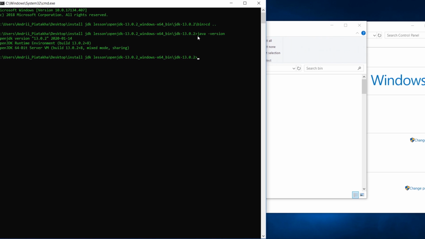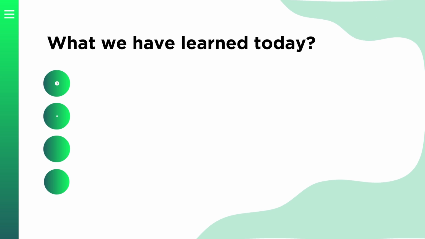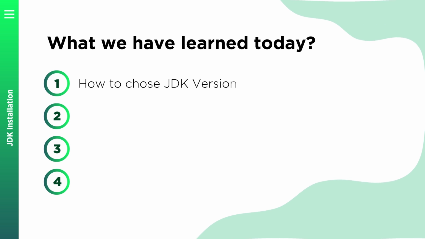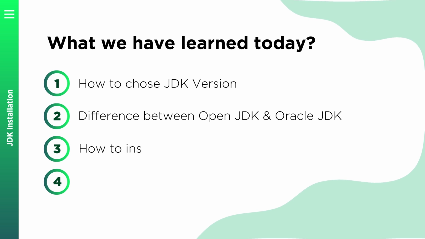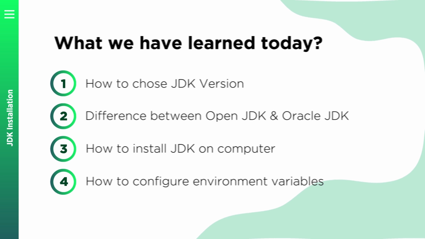Let's also check the version of the compiler. Call javac -version. Here it is. If you see a version number, then everything is okay and we are good to proceed with the next lesson. Let's summarize what we have learned in this lesson. We learned how to choose a JDK version, what the difference is between Oracle JDK and OpenJDK, how to install JDK on your computer, and how to configure environment variables.